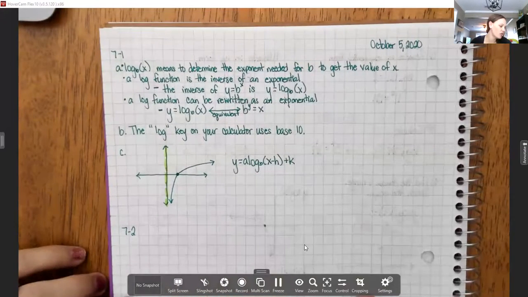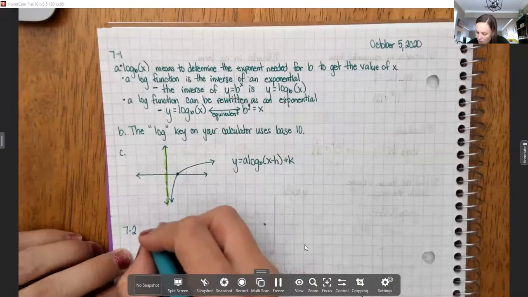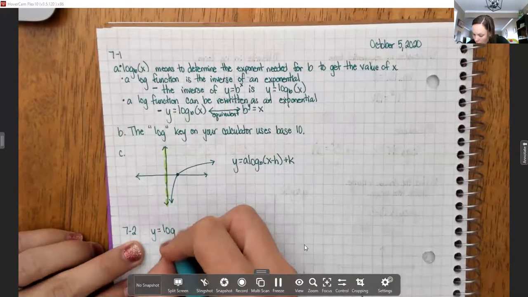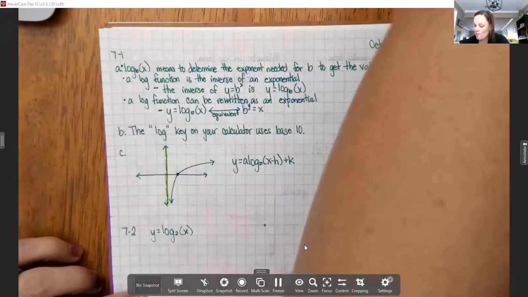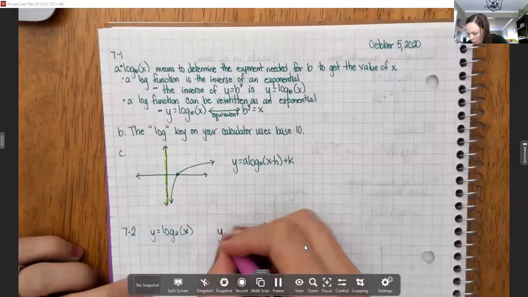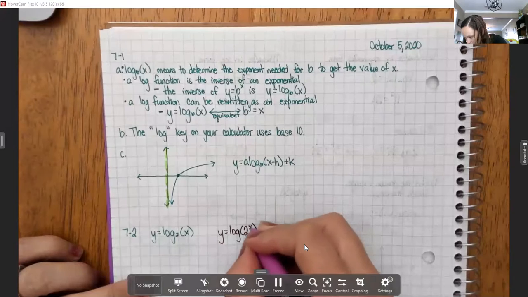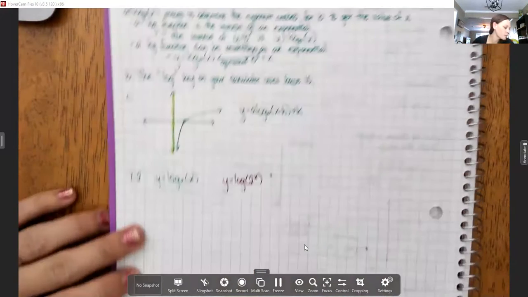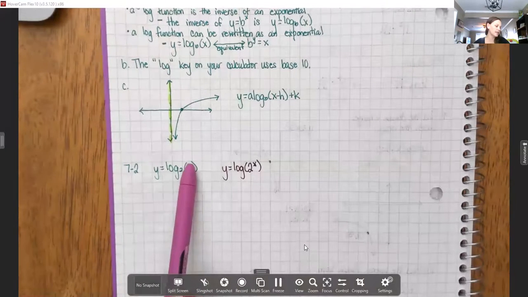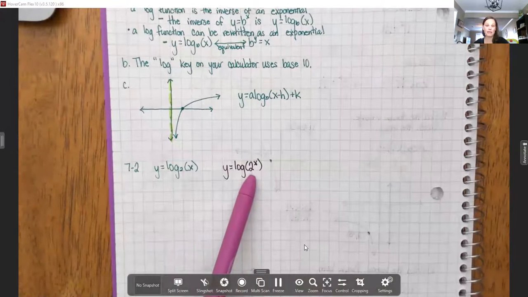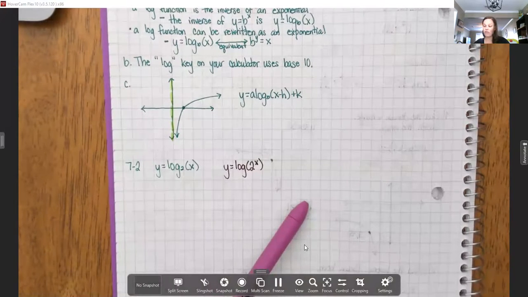So 7-2 wants us to compare the graphs y equals log base 2 of x, and I'm going to do a different color, y equals log of 2 to the power of x. So what's happening on this problem, it says Marta wants to graph this, but accidentally types in this. So we're going to sketch both of them.